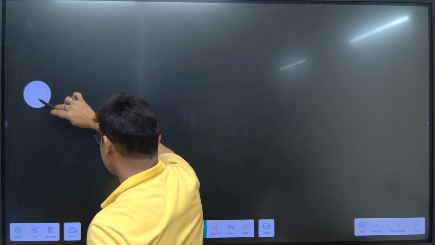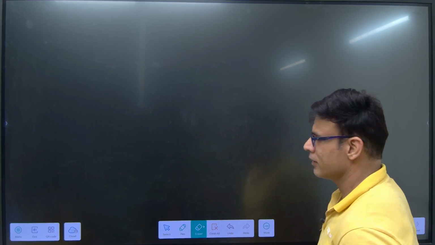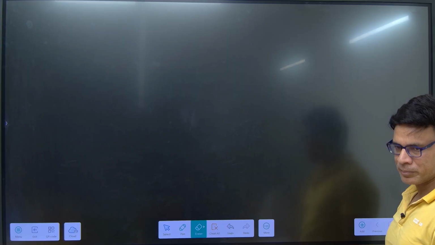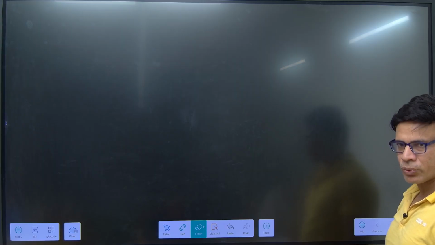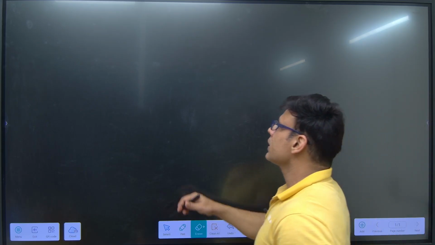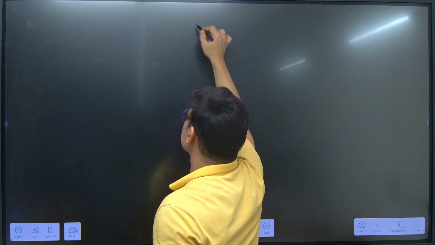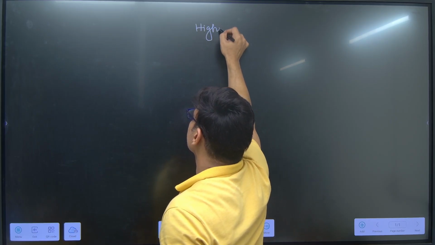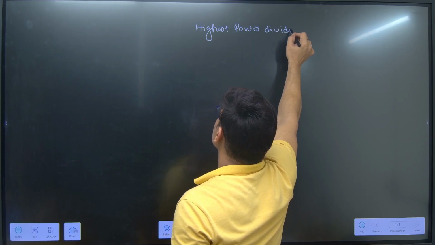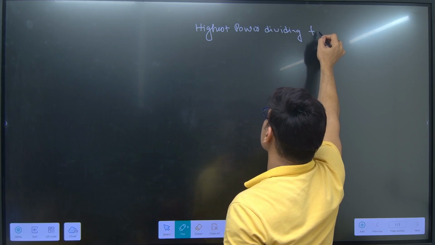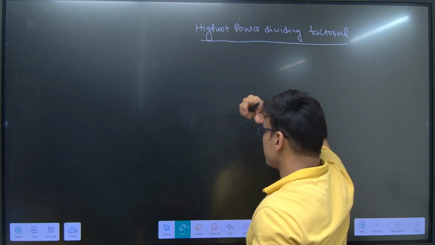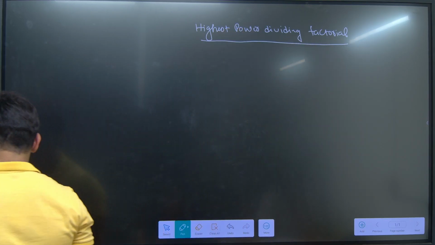But the system is very vast, cannot finish in one class. It takes time. Clear? Let me teach one more thing which is small, because remainder theorem is very vast. We will have to work a lot on the remainder theorem. One thing which I'll teach you is called highest power dividing factorial.